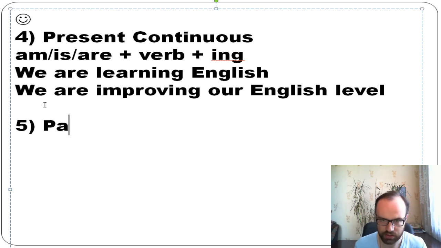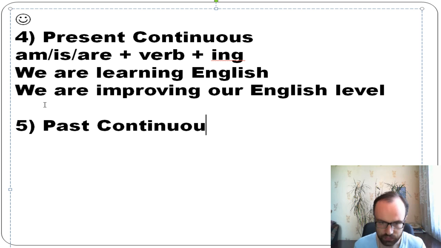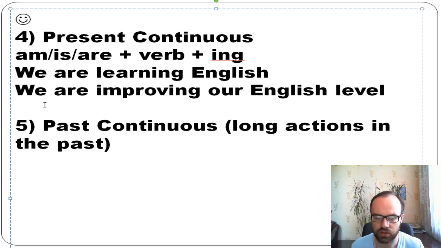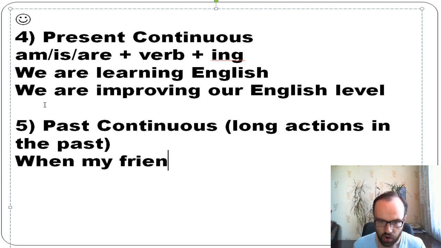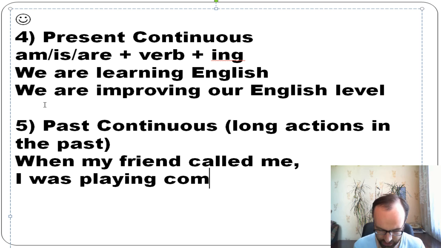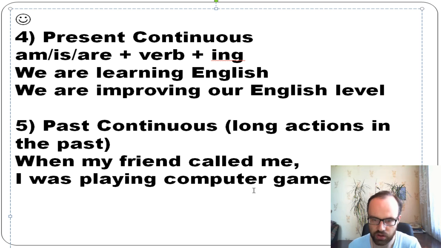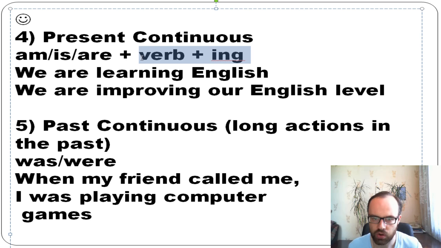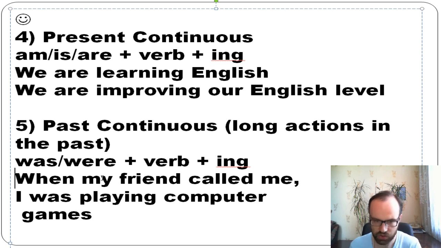So past continuous. Let's look at past continuous. So we use it for long actions in the past. And I'd like to give you a typical example. For example, when my friend called me, I was playing computer games. So you know that we form this tense this way: was, were, plus verb plus ing. So when my friend called me, I was playing computer games.